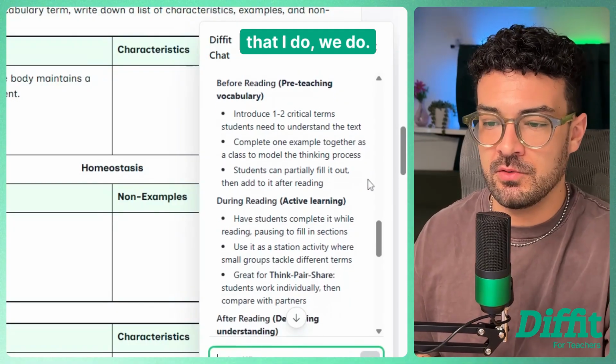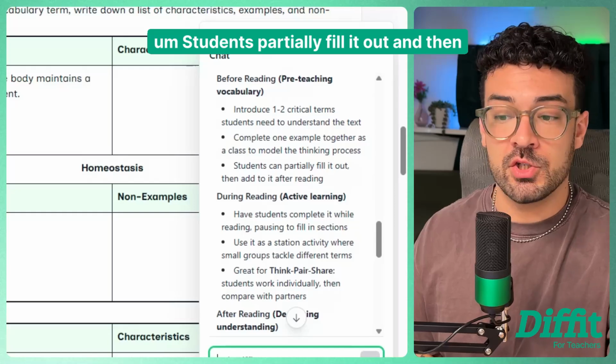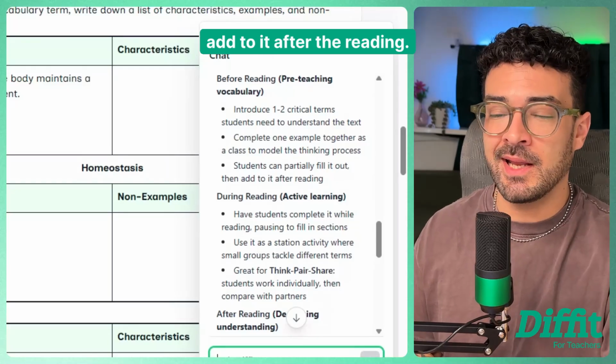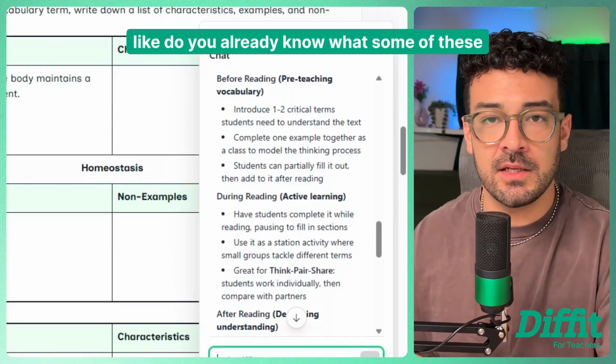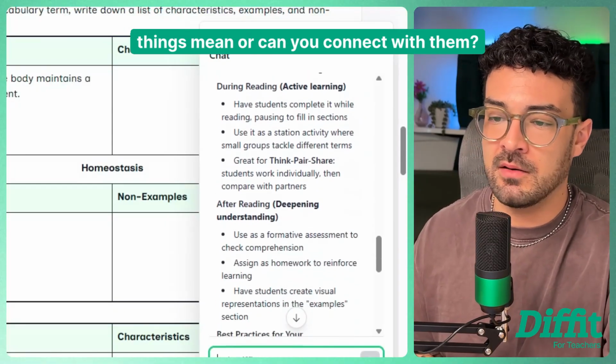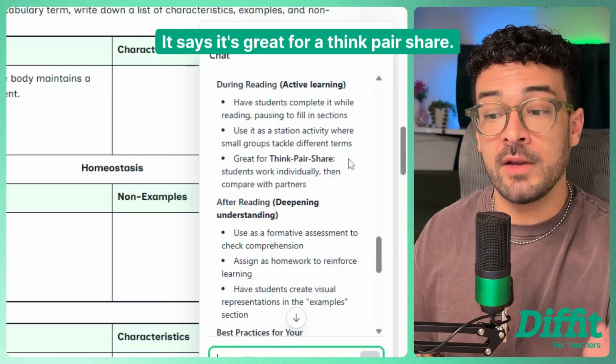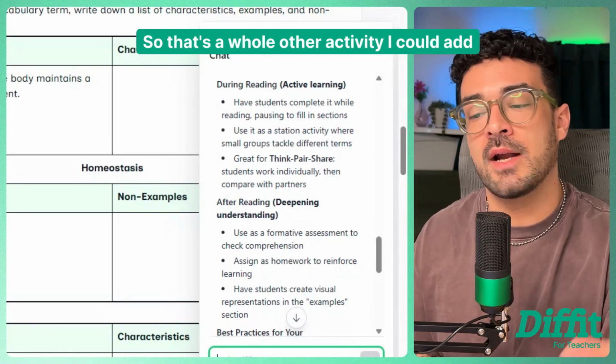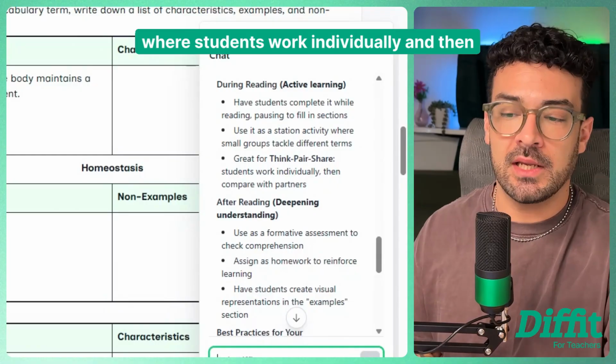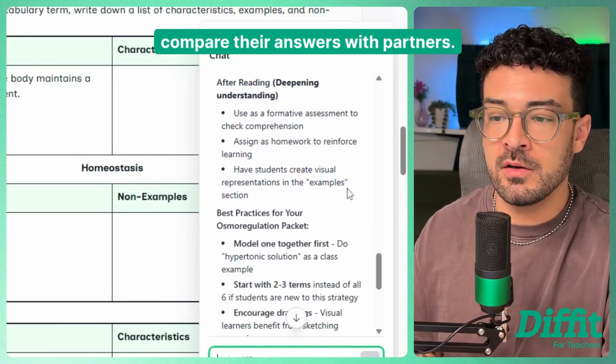That I do, we do. Students partially fill it out and then add to it after the reading. I love that as almost like a pre-assessment. Like, do you already know what some of these things mean or can you connect with them? During the reading, they can work on it. It says it's great for a think, pair, share. So that's a whole other activity I could add where students work individually and then compare their answers with partners.